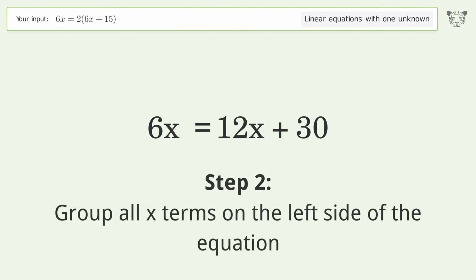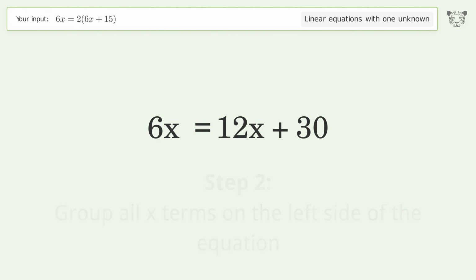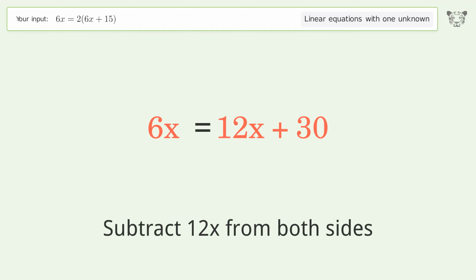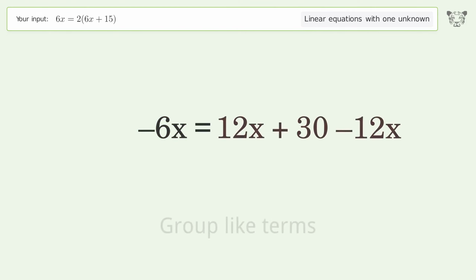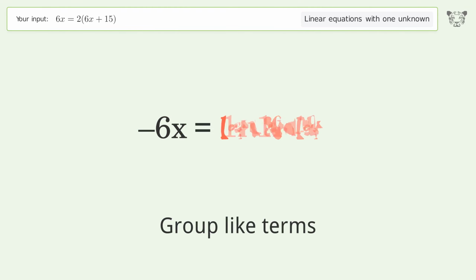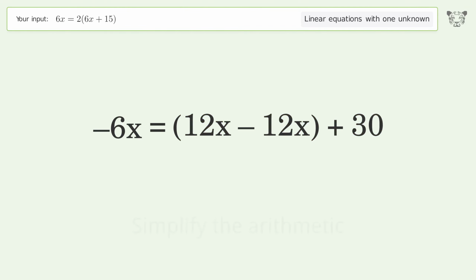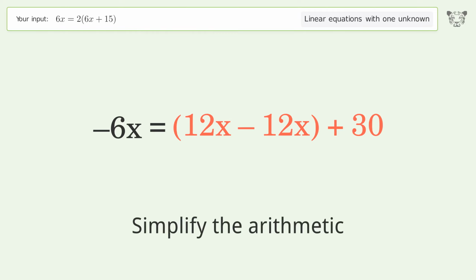Group all x terms on the left side of the equation. Subtract 12x from both sides. Simplify the arithmetic. Group like terms. Simplify the arithmetic.